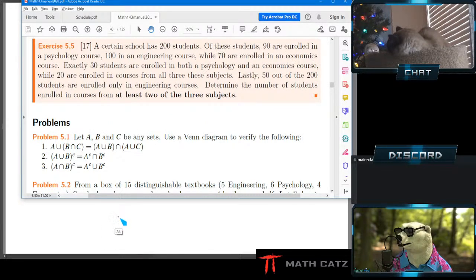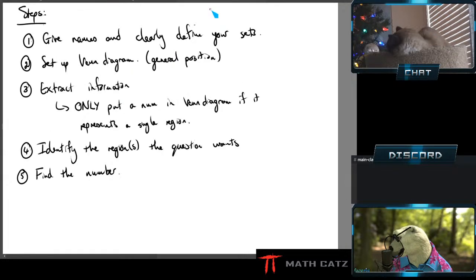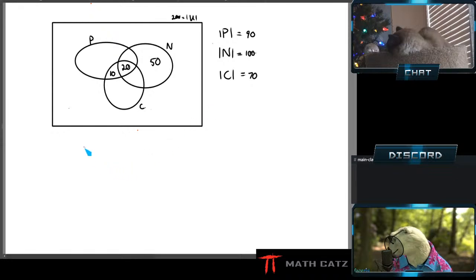That's okay. Now, the steps say I did number 3. I extracted as much as I can into the Venn diagram. Find the region that the question wants. Make it pink.